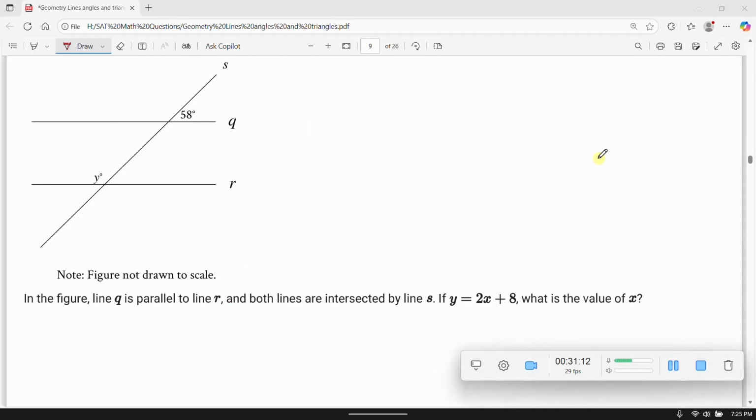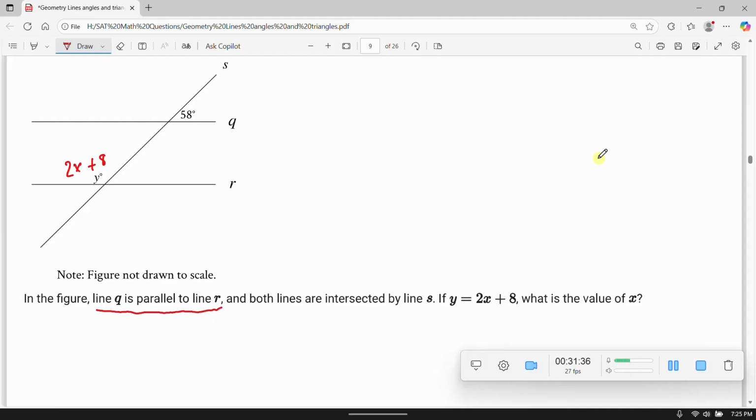So we have this diagram where we know that P is parallel to R. So they give us a lot of information there. And they are both intersected by line S. If y is equal to 2x plus 8, what is the value of x?